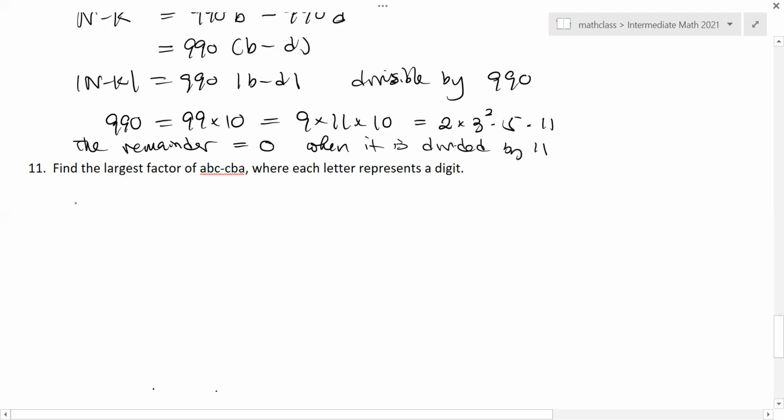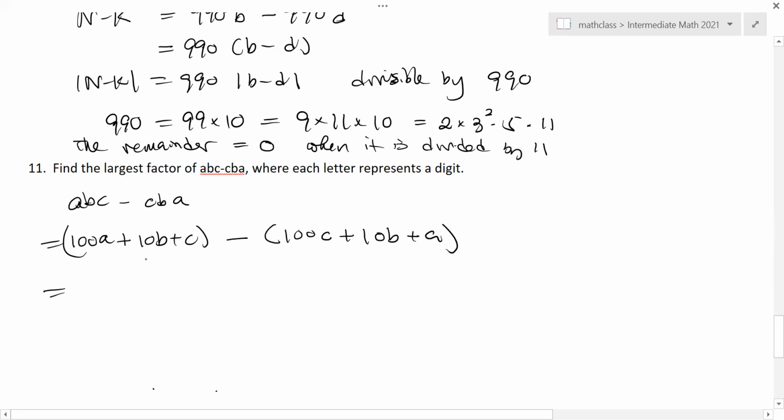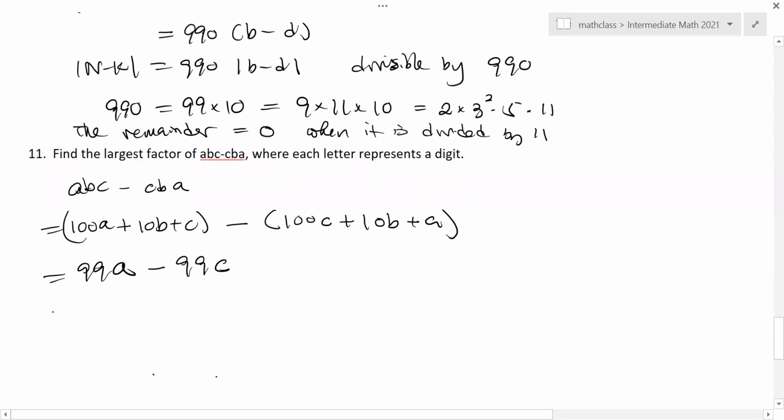Yep. So ABC minus CBA. ABC can be written as 100A plus 10B plus C, right? And minus 100C plus 10B plus A. So 10B is gone. You have 100A minus A, which is 99A. And then C minus 100C is negative 99C. So clearly, this can be written as 99 times (A minus C).